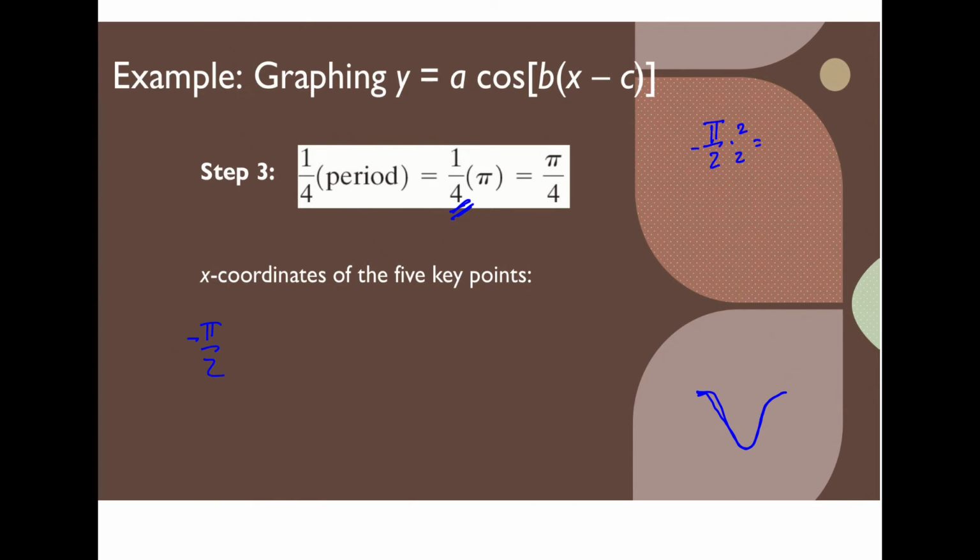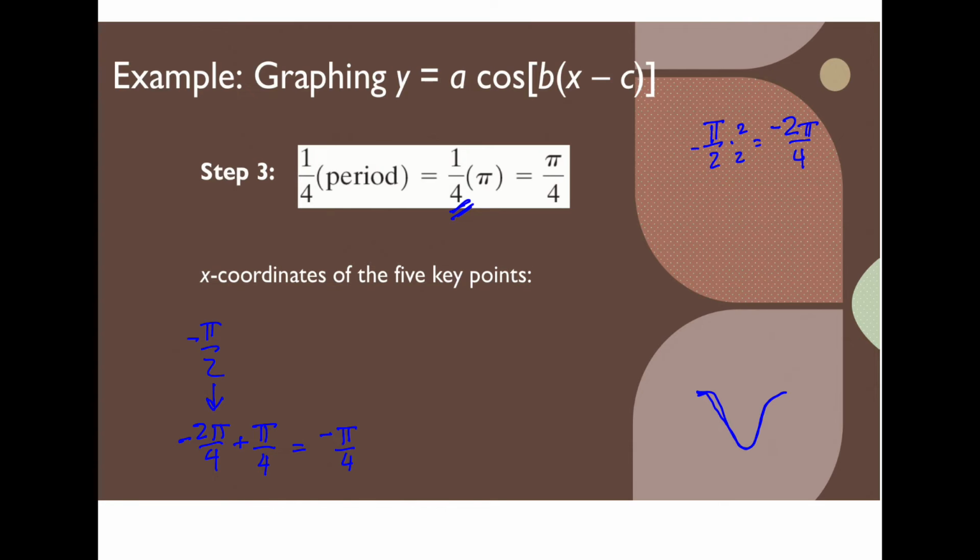So rather than negative pi over 2, we're going to think of negative 2 pi over 4 as we plot out these points. So I'm going to write these below here. So this is equivalent to negative 2 pi over 4. If I add a pi over 4 to that, which is the length of 1/4 of a period there, we're at negative pi over 4 now. Negative 2 plus positive 1 is negative 1.